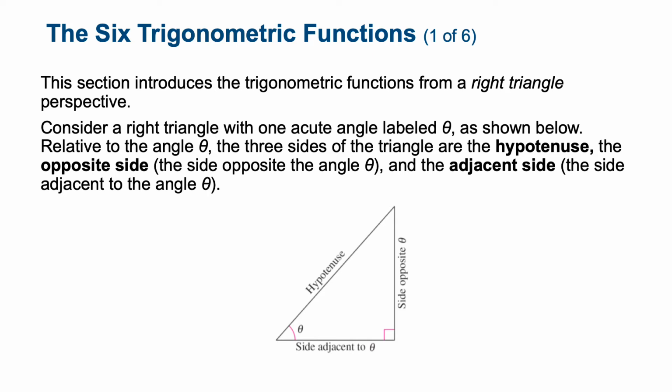But the 2 sides can be called different things depending on where theta is. Let's say, for instance, the bottom side is the side that's adjacent. We use the word adjacent to describe that side because it's touching theta, or it's next to theta. It's literally adjacent to theta, okay? Now, the other side is the side opposite theta. It's not touching it. So we would call these adjacent and opposite. Relative to whatever theta is, the 3 sides of the triangle are called the hypotenuse, the opposite side, and the adjacent side.